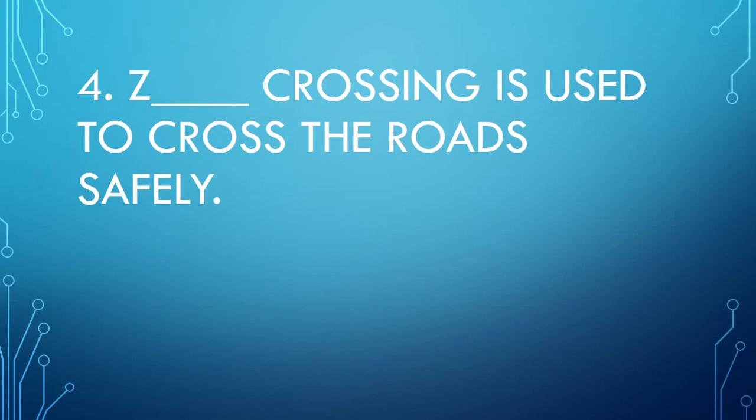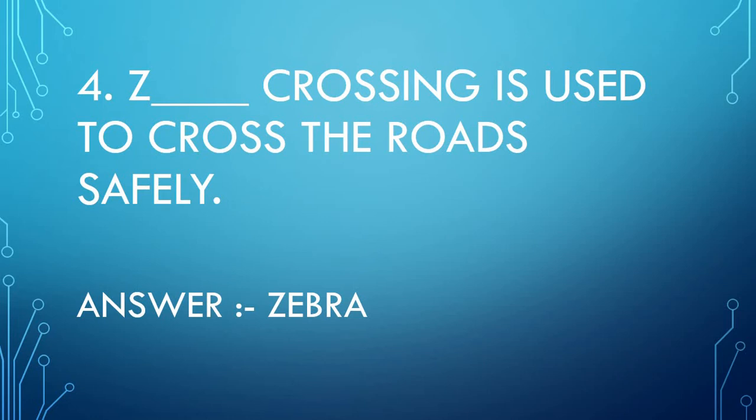Now here, perfect one answer will be there. In the previous question of crossing the roads, there were 2 answers. This is one of those answers. Let's see what the correct answer here is. The correct answer is zebra. Yes, not an animal, but crossing is written already, so we have to just write zebra as the answer. Okay, please repeat this after me. Zebra crossing is used to cross the roads safely.